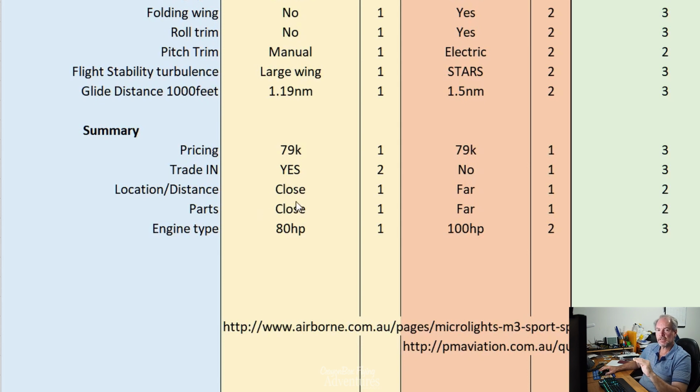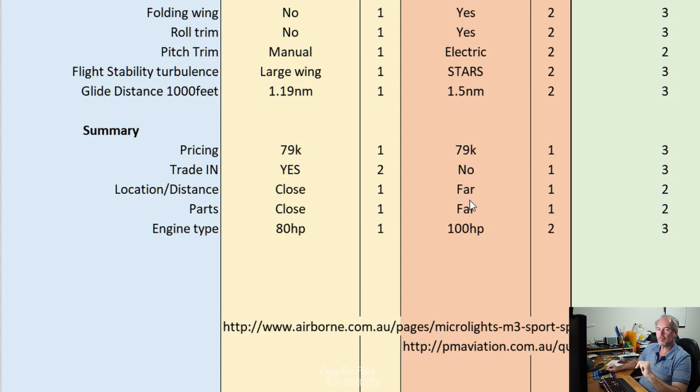Location and distance to the manufacturer. Well, the airborne's closer for me, it's in Australia, but the P&M was in the UK and India. But parts, there's an agent in Australia, so ordering anything, visiting the agent for the P&M wasn't an option, but visiting the airborne factory is. If I had to take the aircraft in for some reason, I had that option.